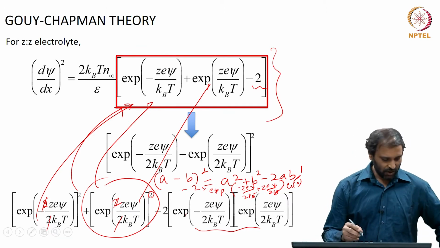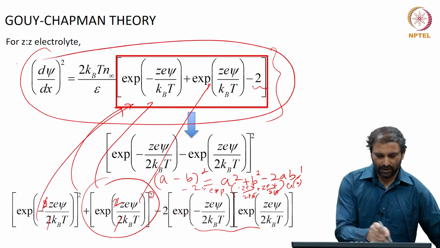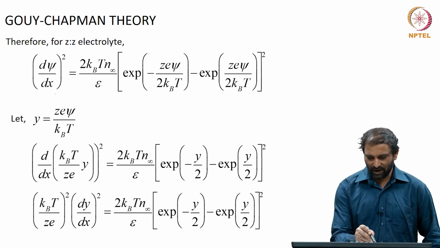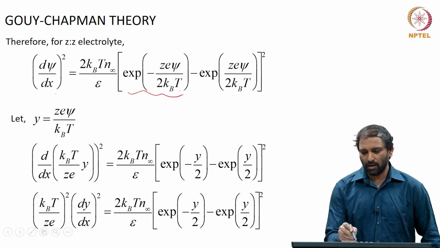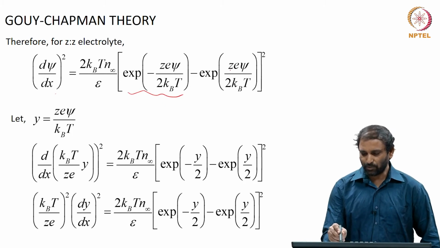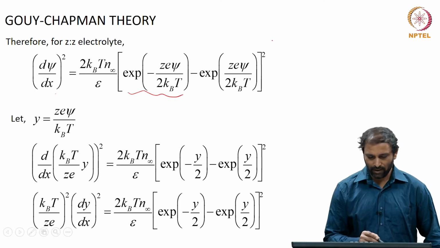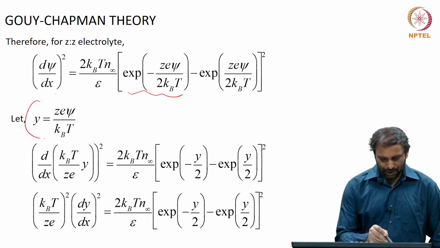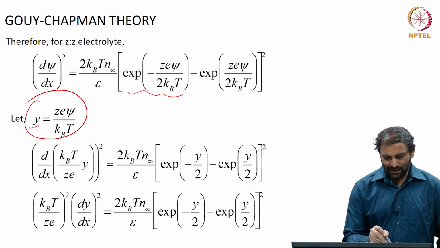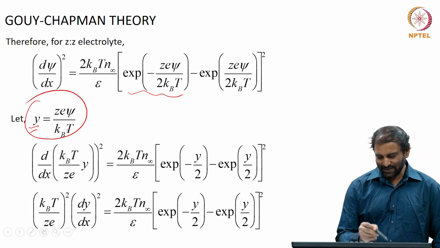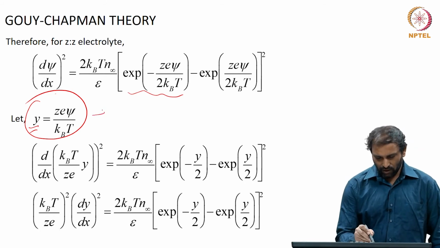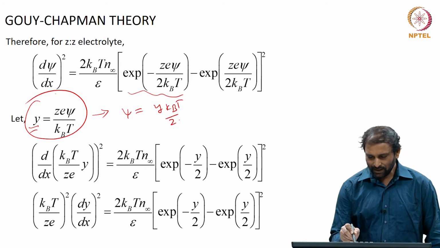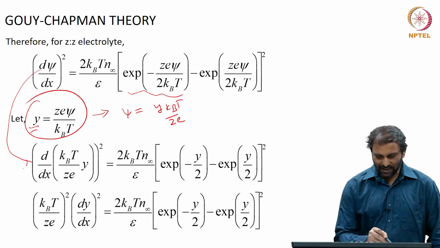So, I can express this as (dψ/dx)² equal to 2kBT n∞ divided by ε into exponent of minus Zeψ by 2kBT minus exponent of Zeψ divided by 2kBT, whole square. Now, again we are going to do some more manipulation. We are going to put y as Zeψ divided by kBT. This is a simple substitution. Therefore, from this I get ψ to be y kBT divided by Ze, so I can replace ψ in terms of y.